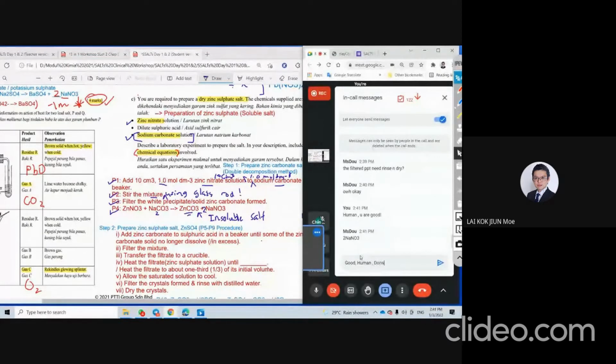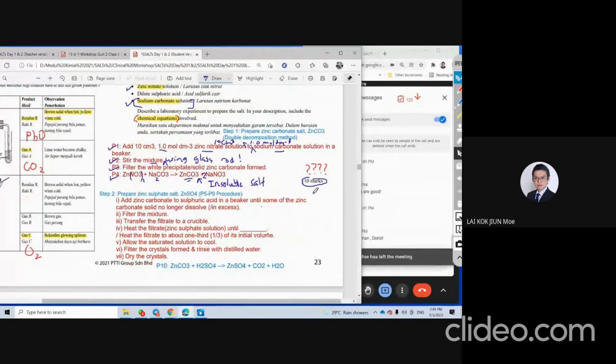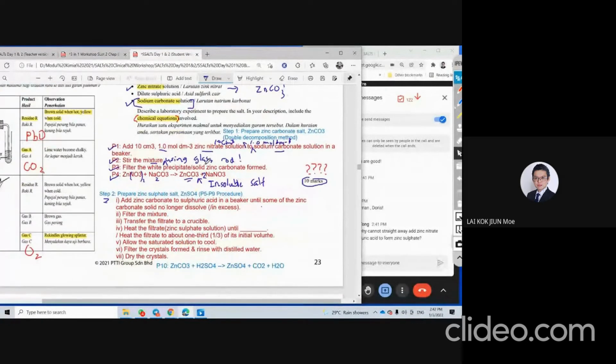Teacher, the zinc in front also needs 2 here. Very good, here 2. So I think 1 to 4 are okay already. You see 10 marks here. This one is only the first step, to produce the zinc carbonate first. From the zinc nitrate, we turn it into zinc carbonate because we want to use zinc carbonate to further produce the zinc sulfate. So we go to the second step. This is the first step only.